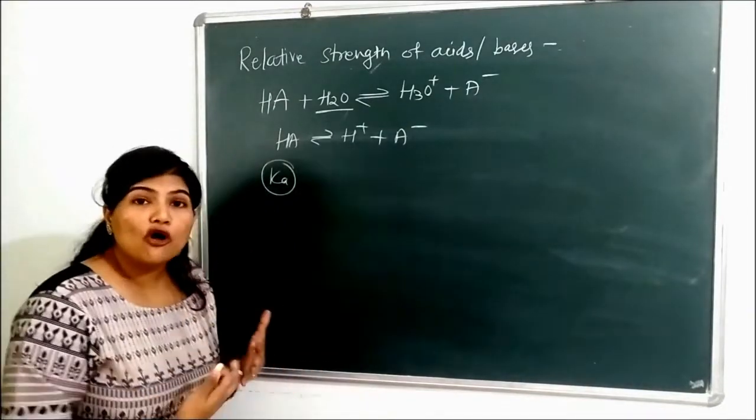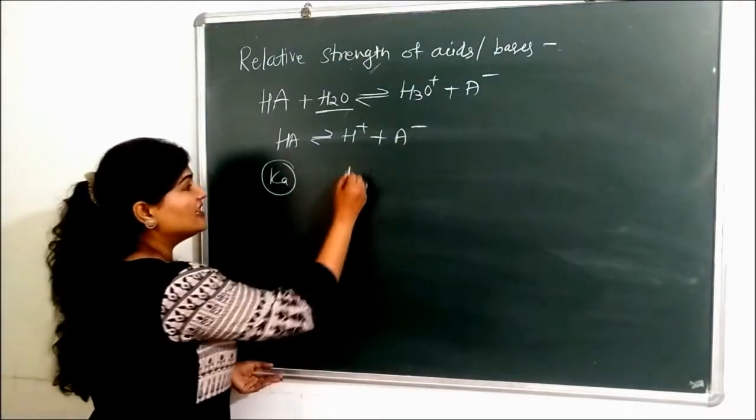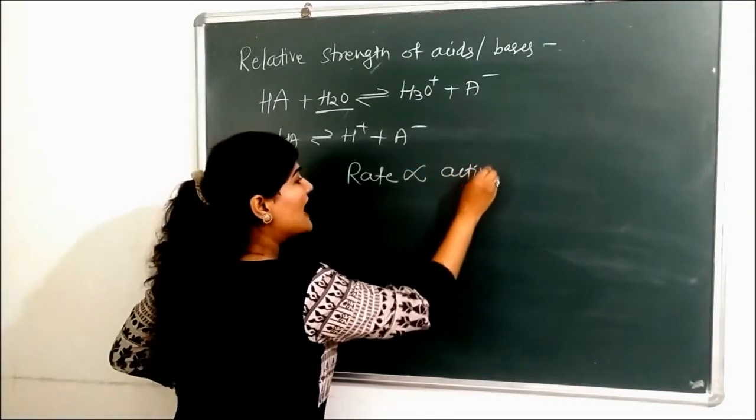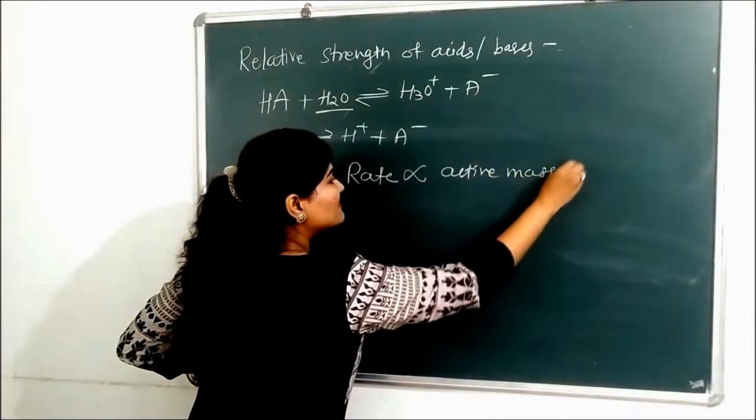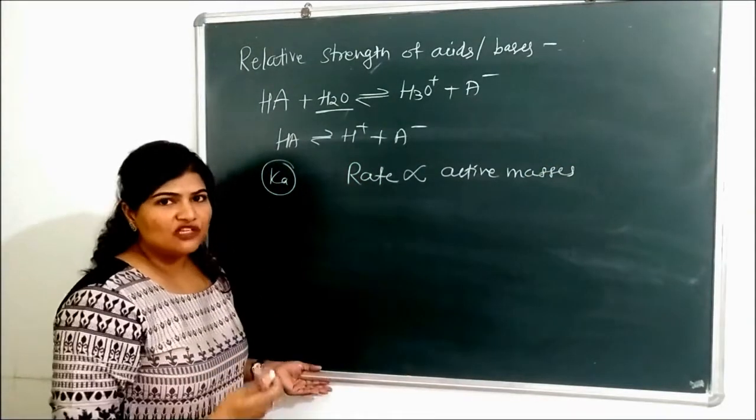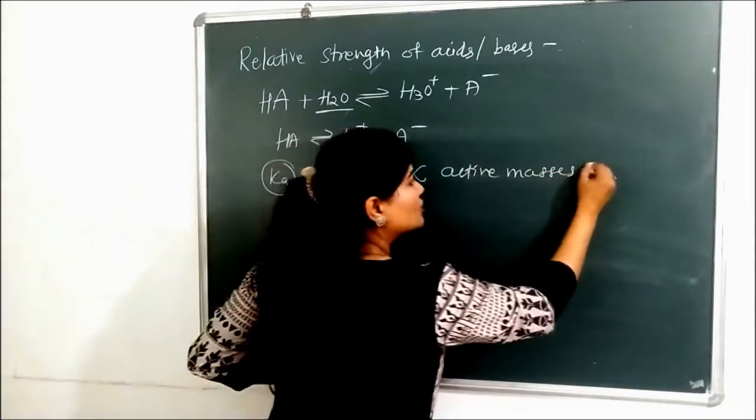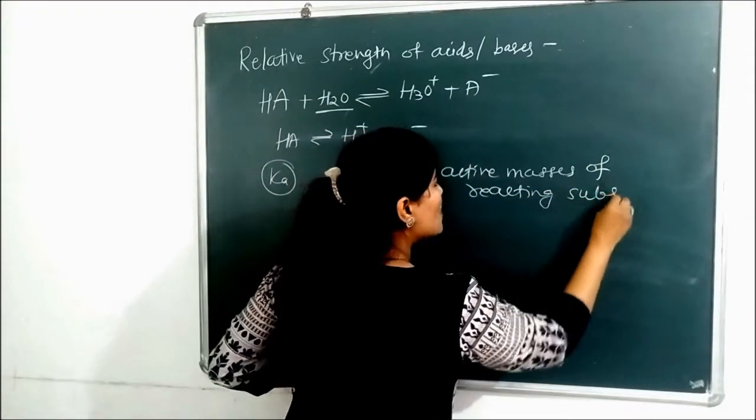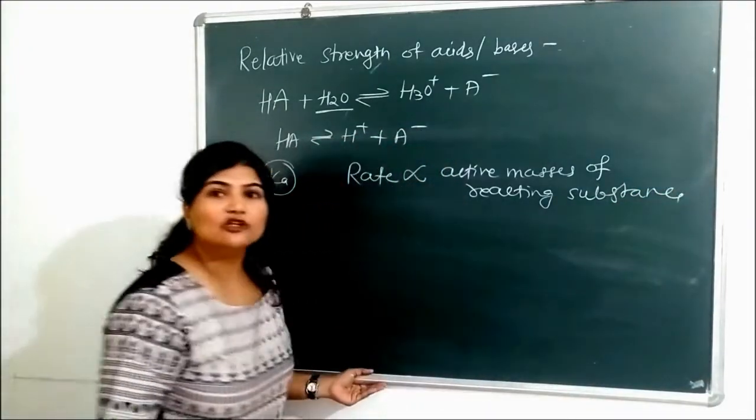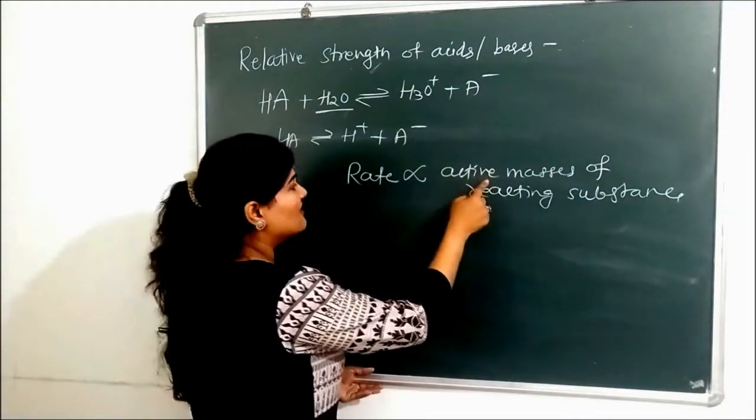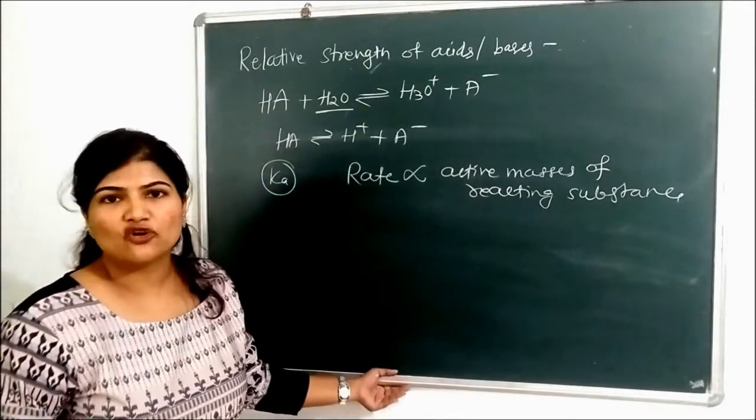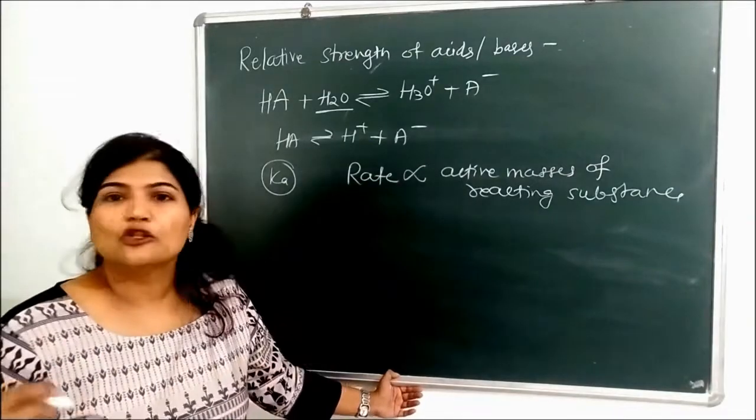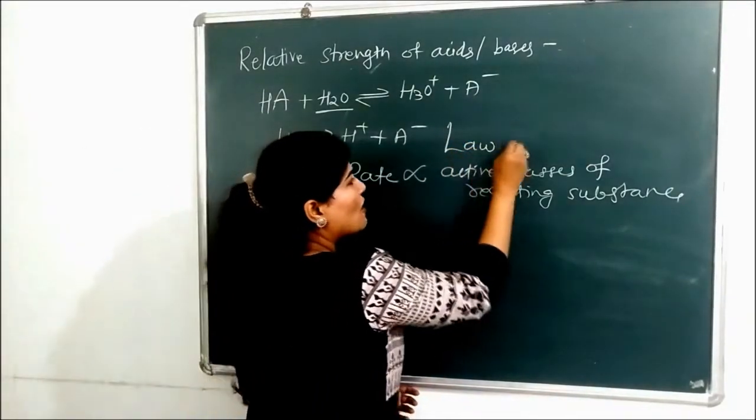And what does the law of mass action state? The rate of a chemical reaction is directly proportional to the active masses. At that time they were using the term active mass, for which we use the term concentration nowadays. So the active masses of the reacting substances, the reactants for that particular reaction, their concentration will be directly proportional to the rate of reaction. This was a very famous law given in 1867, called the law of mass action.